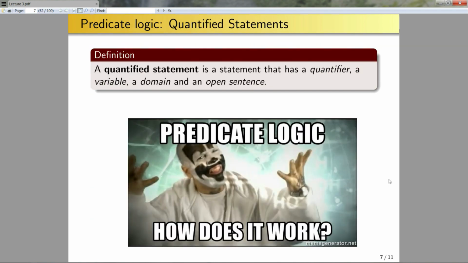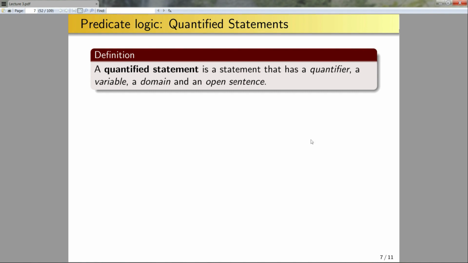Okay, now let's talk about predicate logic. So in particular, I want to talk about quantified statements. So a quantified statement is a statement that has a quantifier, a variable, a domain, and an open sentence. So I have not yet defined quantifier. I will on the next slide, but let's look at a couple of examples of quantified statements before we continue.